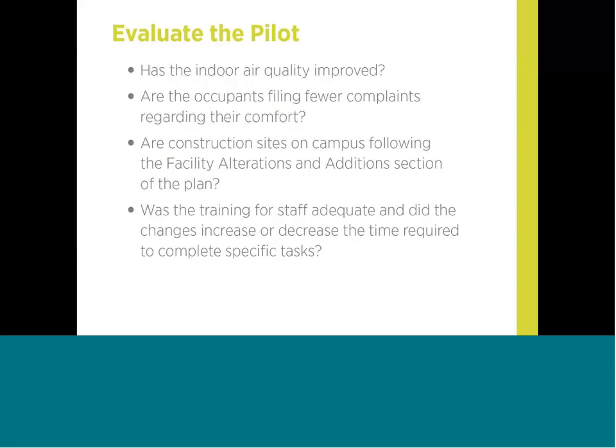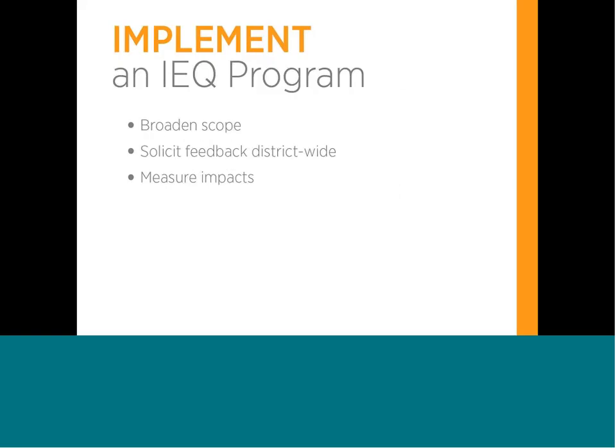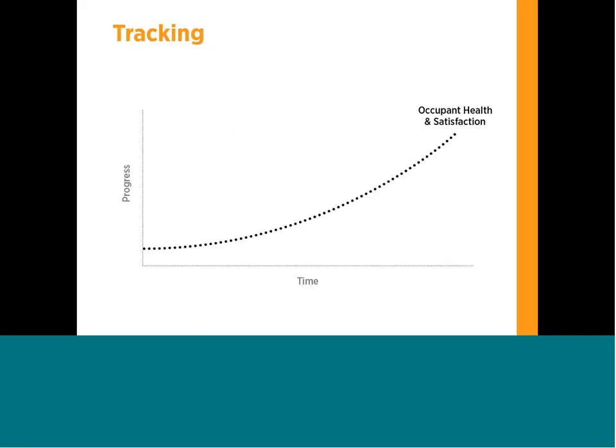Before expanding the program, stop to evaluate the pilot program's successes and challenges. Consider gathering feedback on occupant satisfaction, custodial experiences with new products, technologies, and processes, as well as financial impacts. Once any needed improvements are made, you are ready to officially implement the program. When broadly implementing the IEQ program, solicit feedback from a broader group of stakeholders and develop a process to measure its effectiveness. If your IEQ plan is effective, you should see an improvement in occupant satisfaction and overall health.